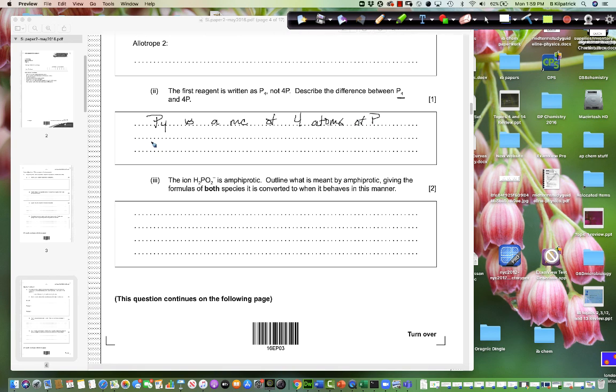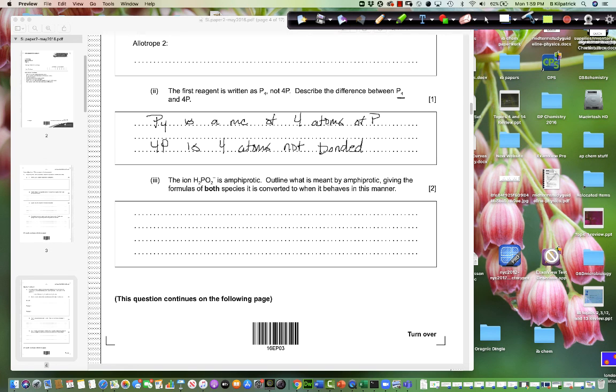Now, if you wrote it as 4P, that is just 4 atoms, not bonding together. So in order to get the mark, you have to discuss both of those things. So essentially it's asking you, do you understand what a coefficient is, and do you understand what a subscript is?